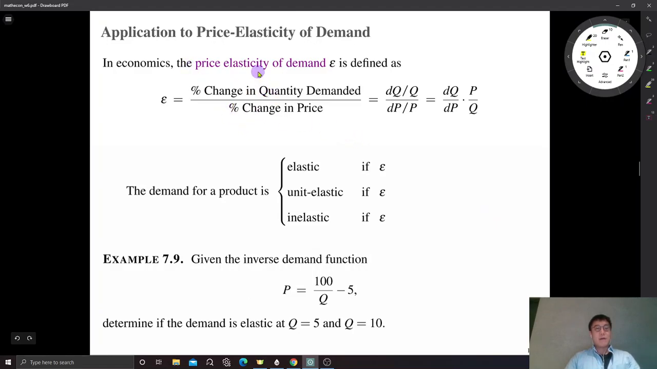So the very first application of the derivative is price elasticity of demand. That appears on page number 11 of my lecture slides. I've already mentioned price elasticity several times, but it is formally defined as the percentage change in quantity demanded divided by the percentage change in price. When we denote price elasticity of demand, we usually use the Greek letter epsilon. And then we use percentage change.